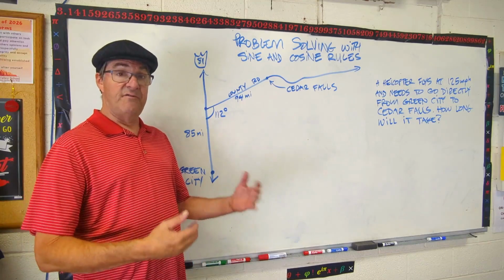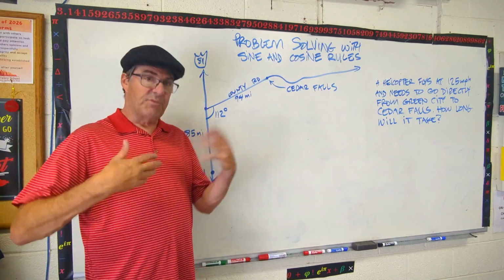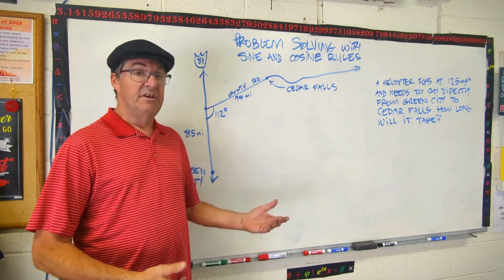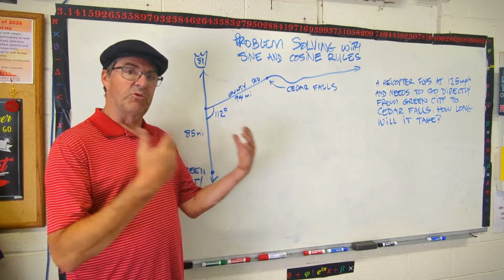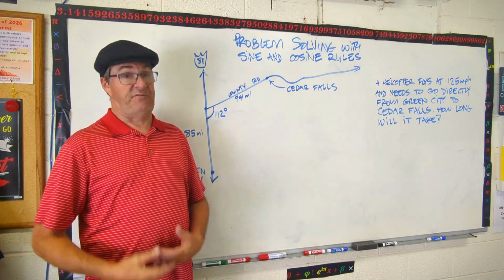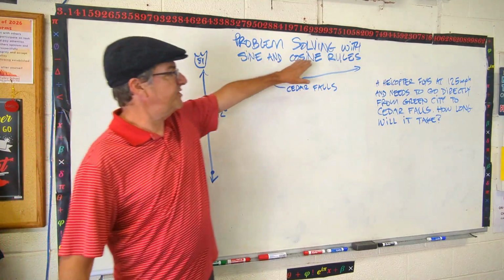Today's topic involves problem solving with the sine and cosine rules. So problem solving, another word for that is word problems or story problems. These are problems that present you with realistic situations where you have to use geometry to figure out the answer to the question that's asked. So we're using the sine and cosine rules in this one.